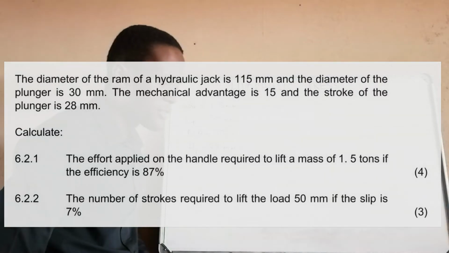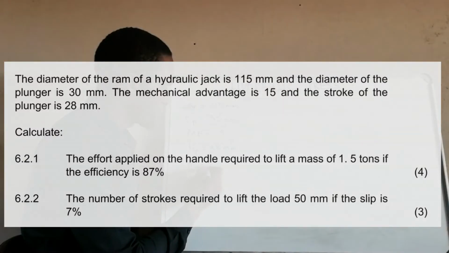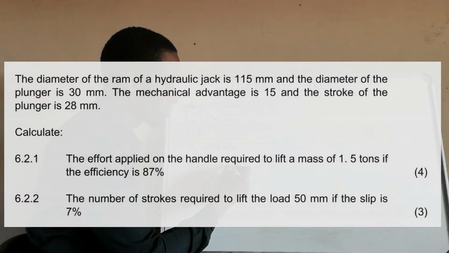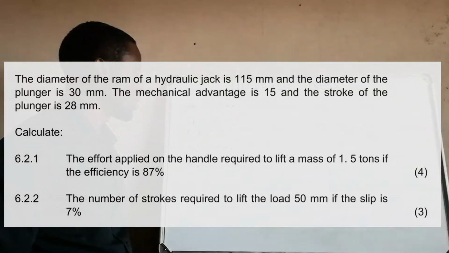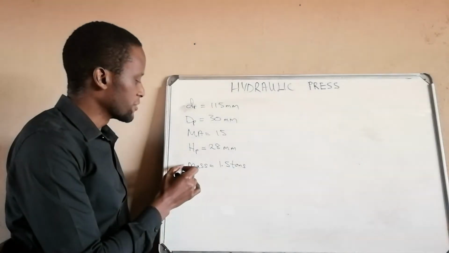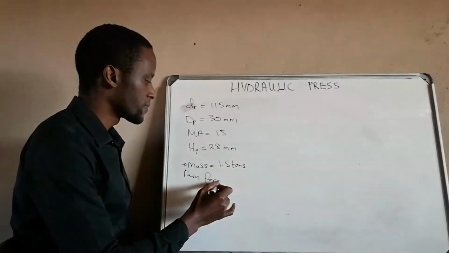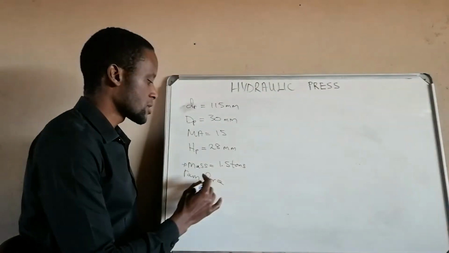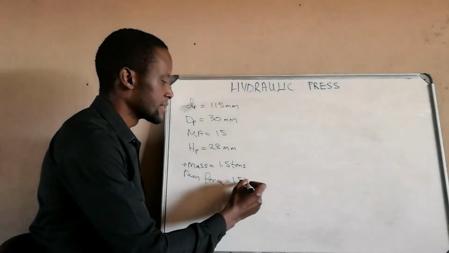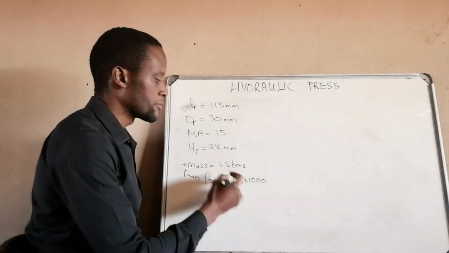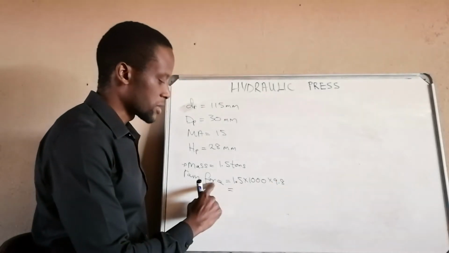Alright, it says calculate the effort applied to the handle required to lift a mass of 1.5 tons, if the efficiency is 87%. So this mass is being lifted at the ram, and with this we can calculate the ram force that we need to lift. The force at the ram will be 1.5 tons times 1,000, so that we convert the 1.5 tons to kg, times 9.8, so that now it becomes a force, a weight.